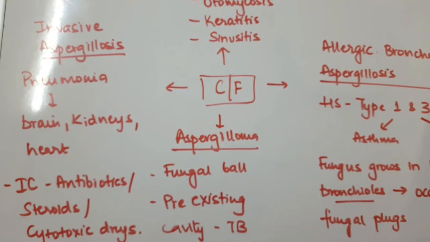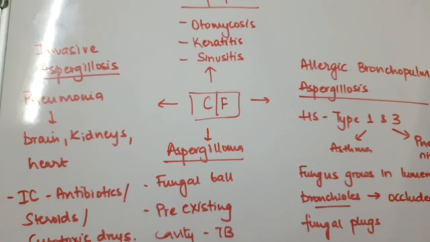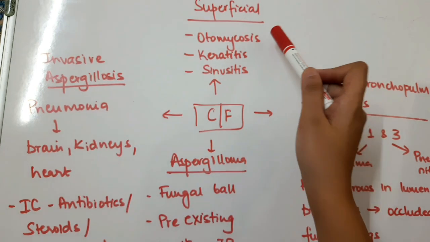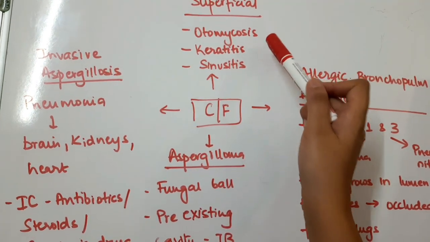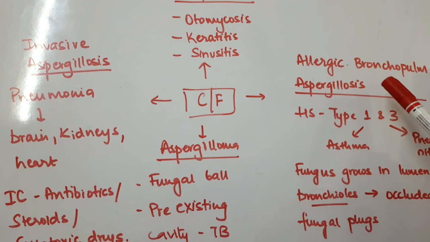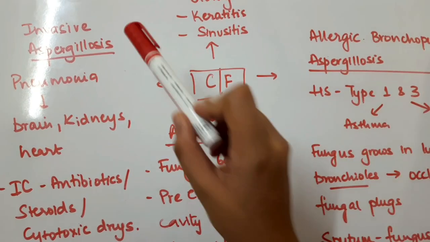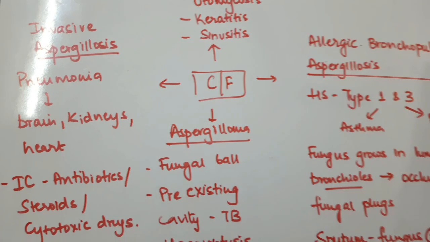So, in summary, these are the clinical features that happen in an aspergillosis infection: superficial infections of the eye, ear, and paranasal sinuses, allergic bronchopulmonary aspergillosis, aspergilloma or fungal ball, and then invasive aspergillosis.